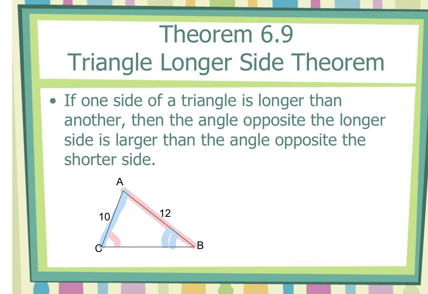Which one of those two angles needs to be larger? Jaden? C. C, very good. Why? Because side AB is longer. Very good. The side opposite that angle is bigger. So if AB is bigger than AC, then we know that the measure of angle C needs to be bigger than the measure of angle B.